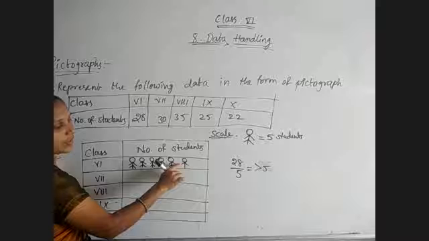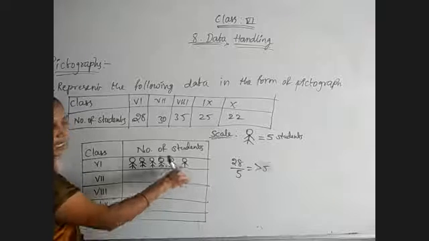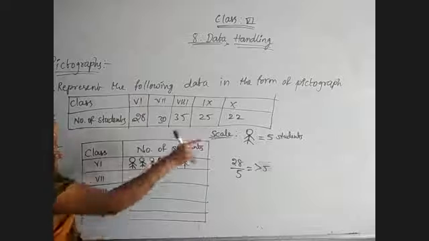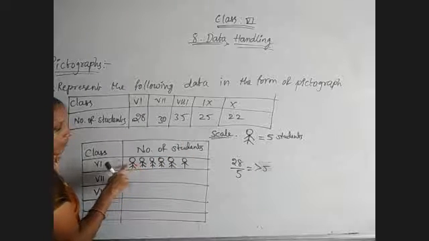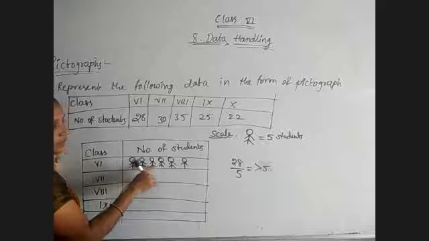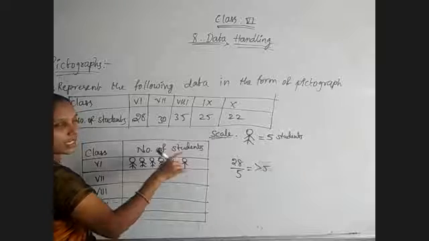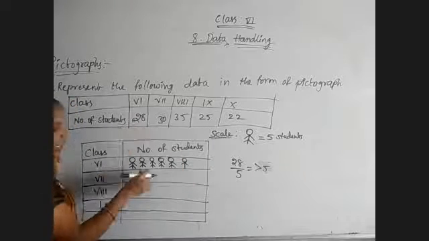26, 27, 28. 25 plus 3, 28. Now just observe each student representing 5 students, each symbol. 5 plus 5, 10, 10 plus 5, 15, 15 plus 5, 20, 20 plus 5, 25, 26, 27, 28. So to represent 28, I have drawn like this.